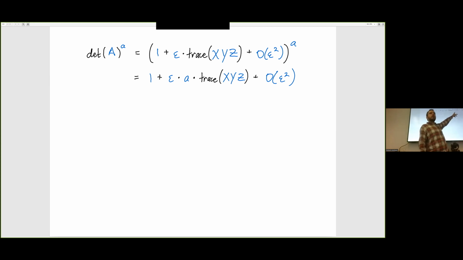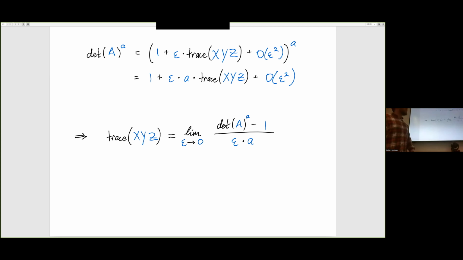So somehow, because we're putting the trace in this very low degree term, we can handle these powers for free. To compute the trace, I just take this power of a determinant and divide it, instead of by epsilon, by epsilon times a. And then I take the limit. So this is how you handle powers.